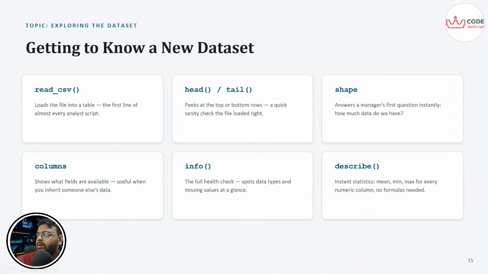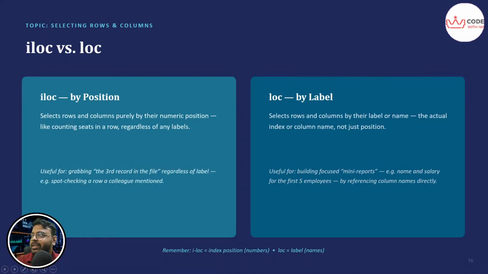We have covered getting to know a new dataset. We have read the CSV, then we have seen the head and tail, the shape, the columns, the info, and the describe. Everything which is there in the PPT I have covered, and I've also shown you the code, explanation and output. So the next topic is selecting rows and columns.